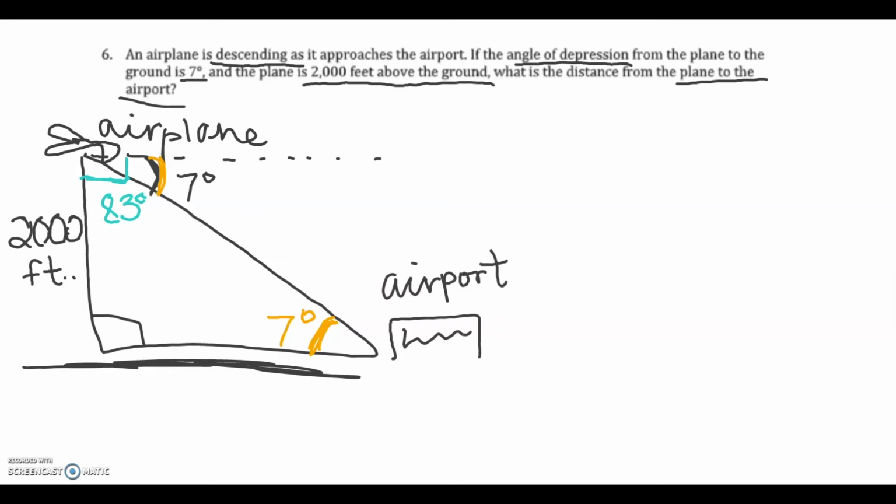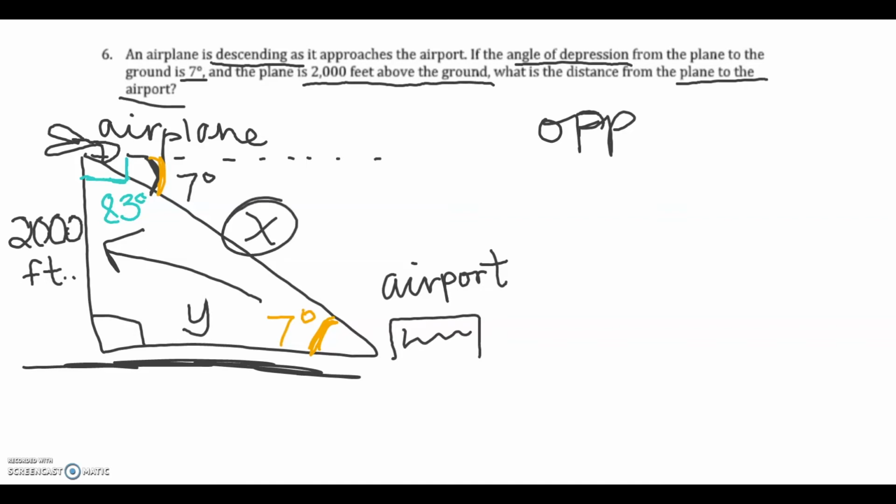Now, again, you can view this in multiple ways. You can say that x is the distance from the airplane to the airport, or y is the distance from the airplane to the airport. So we're going to go ahead and start with x. If you notice, 2,000 is directly across from the 7-degree angle, so that is the opposite side. And then x is our hypotenuse.